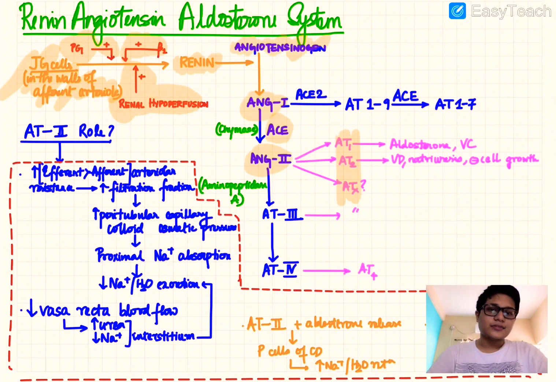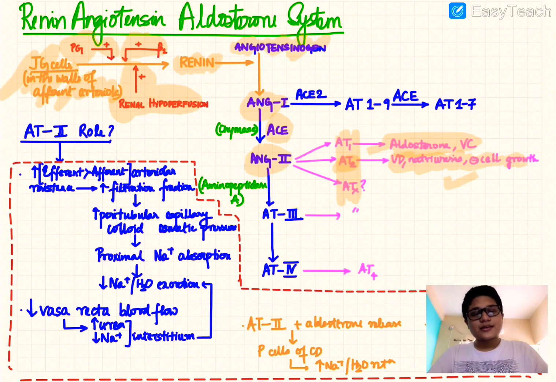ATX, because its function hasn't yet been determined. AT1 agonism, this is the one which we are concerned about. It causes vasoconstriction and also aldosterone release. AT2 agonism, on the other hand, will cause vasodilatation, natriuresis, that is loss of sodium and water via urine, and also will inhibit cell growth. So this is a very beneficial effect. However, angiotensin 2 has a lesser affinity towards AT2 receptors than AT1 receptors.